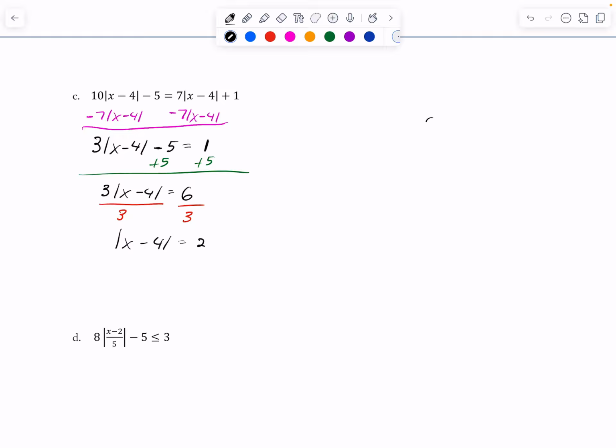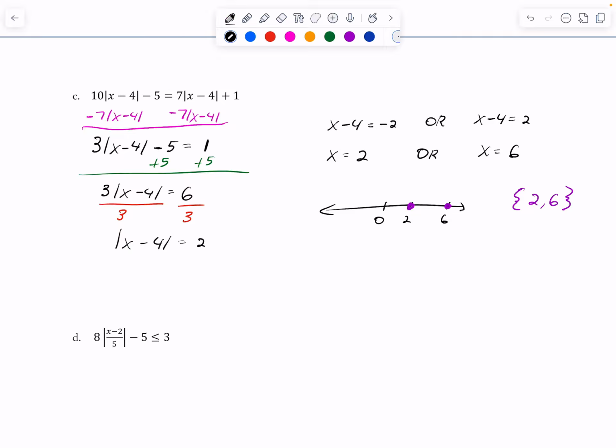So from there, I'm going to write "or." So x minus 4 equals 2, or x minus 4 equals negative 2. x equals 2 plus 4, which is 6, or x equals negative 2 plus 4, which is positive 2. Draw the number line. There's 0, 2, and actually let me make my 0 a little farther over. 0, 2, and 6. I've got my 2 dots. And because this is an absolute value equality, we're going to be using braces again. There we go. 2, comma 6. All right.